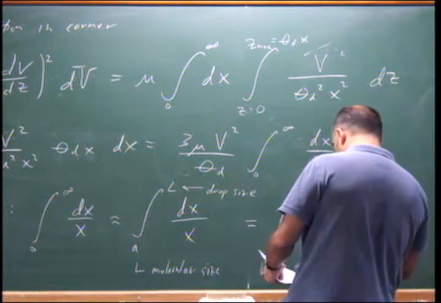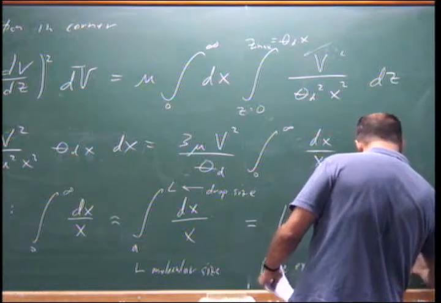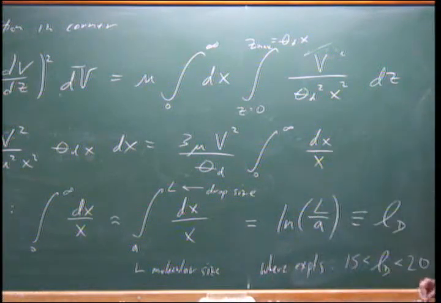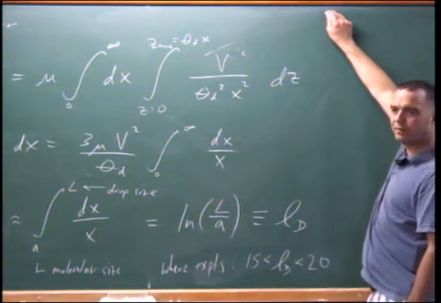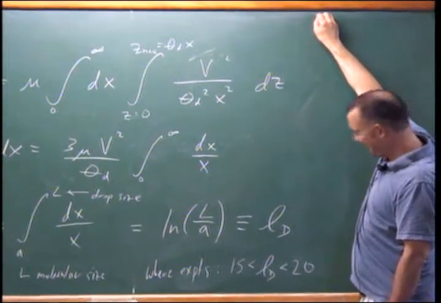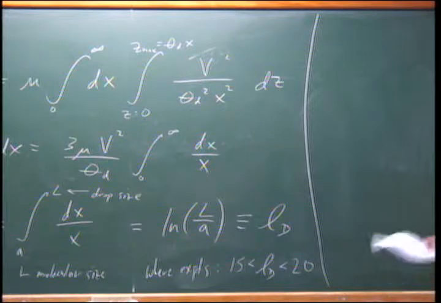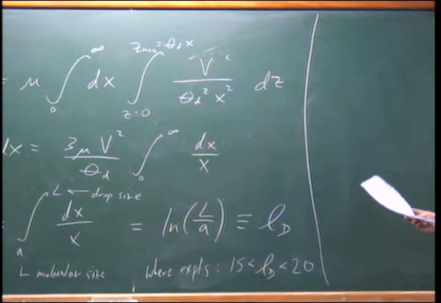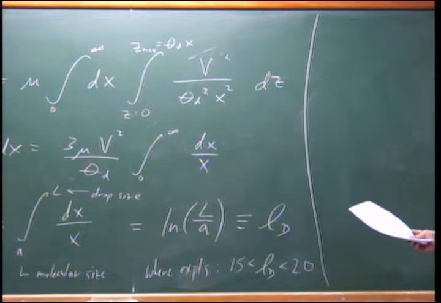So the experiments suggest that L over D is between 15 and 20. Okay, so maybe he just got lucky. Maybe he has much better physical insight than I do, which is entirely possible. But that's the argument, right? Entirely possible, probably.